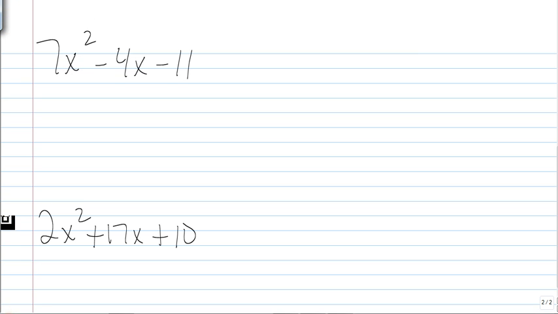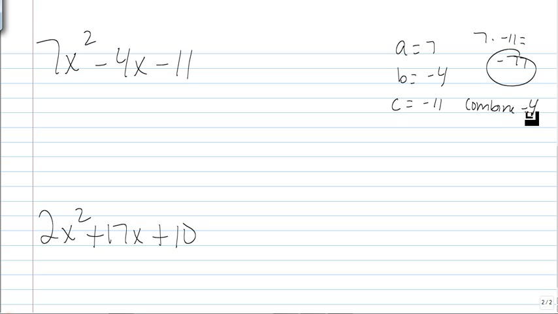So now I have this one. Let's write down our a, b, and c. Our a is 7, our b is -4, and our c is -11. So first of all, remember you want to multiply your a times your c. So 7 times -11 is -77. I'm looking for two numbers that multiply to -77 and combine to -4. My numbers are going to be 11 and 7. But to get a -4, my 11 has to be negative and my 7 has to be positive.